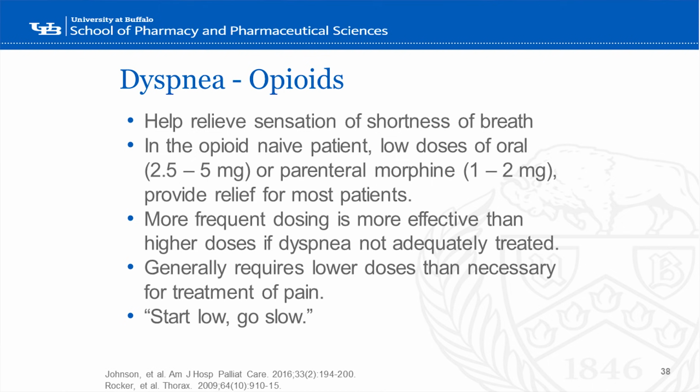So you often start with an every 3-hour regimen and then have to move down to an every 2 or every 1-hour regimen. Patients generally require a lower dose than is necessary for pain treatment. So we don't necessarily need those higher doses, the 5 or 10 milligram oral morphine dose. We can use the small doses, and again, the tenet of starting low and going slow is important for dyspnea.